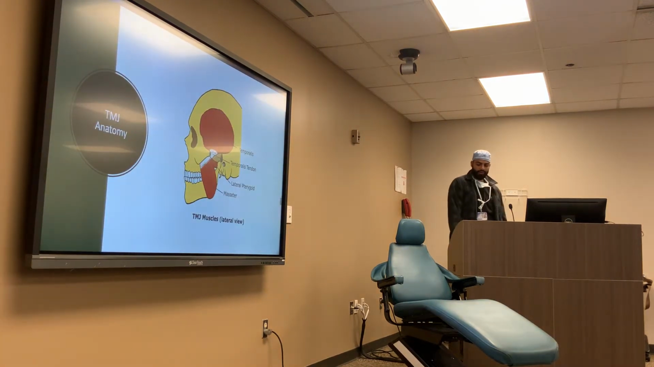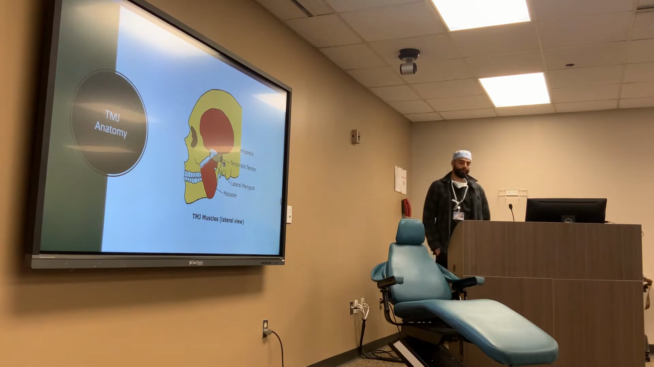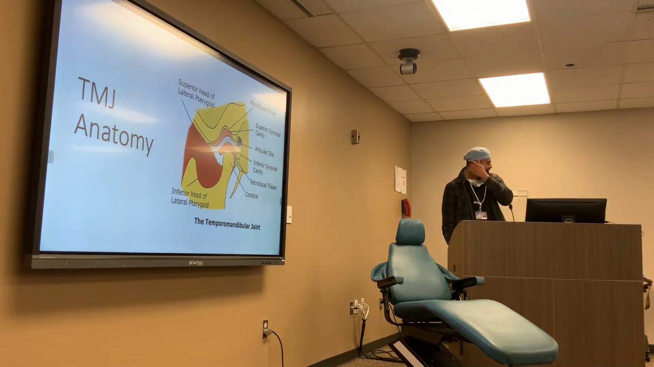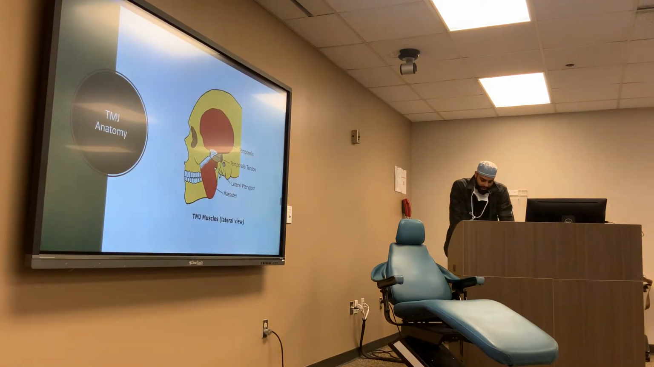Can anybody tell me what muscles are involved with the TMJ? Just off the top of your head. Medial and lateral pterygoid. Yeah, so you have your pterygoids, you have your masseter, your temporalis. You can see it here on this image. I want you guys to take a good look at the musculature that's around that joint area. So we talked about the temporalis, the pterygoid, and the masseter.